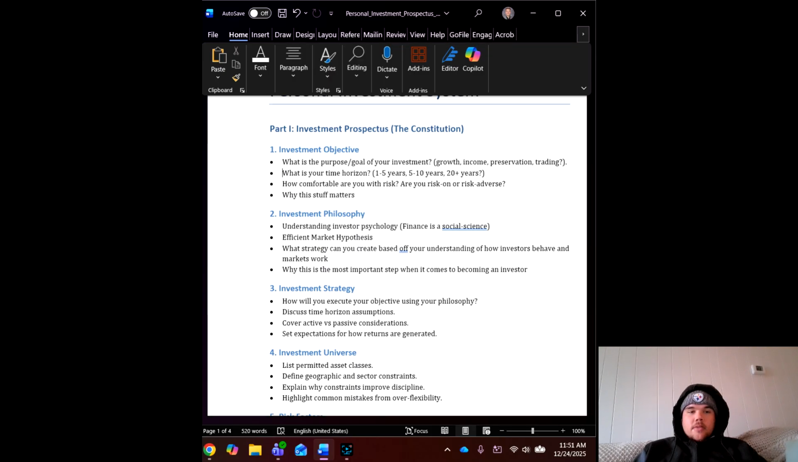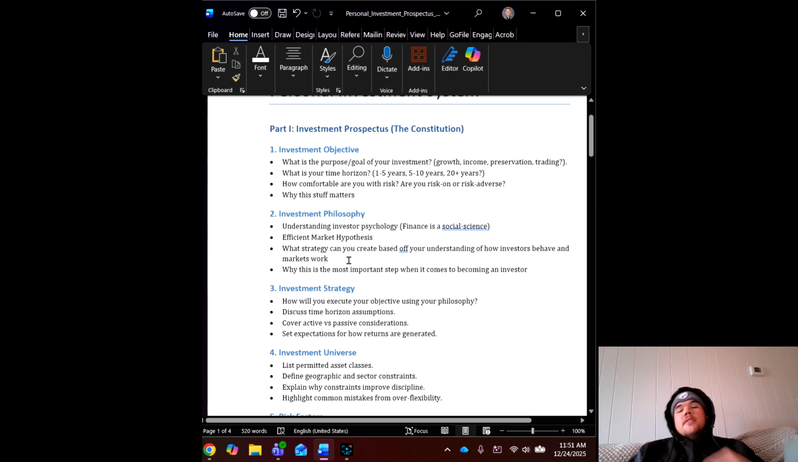So now the next thing that I want to get into is investment philosophy. So you have your investment objective, the objective of your money. What do you want your money to do, basically? Now the next thing that you need to figure out is your philosophy when it comes to investing. An investment philosophy is a coherent way of thinking about the markets and how they work, and the types of mistakes that you believe consistently underlie investors' behavior.